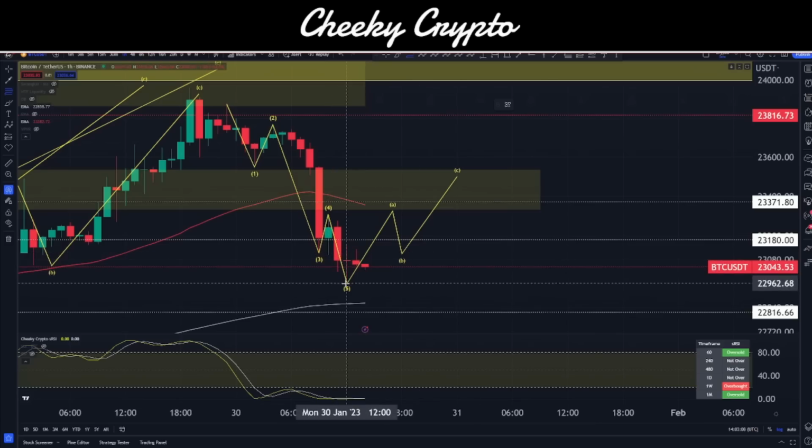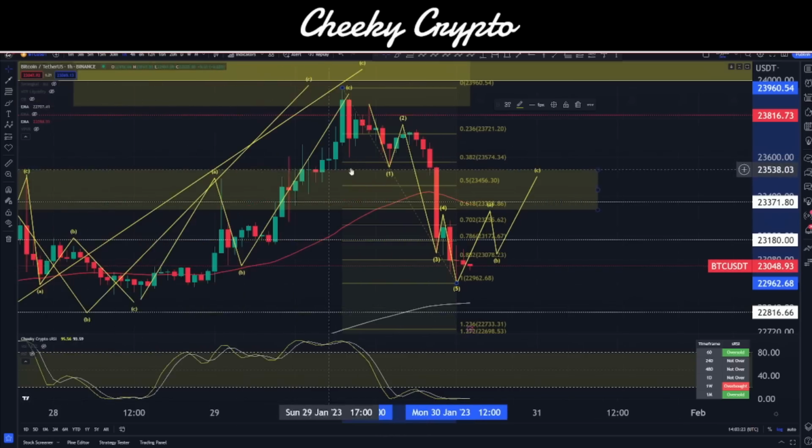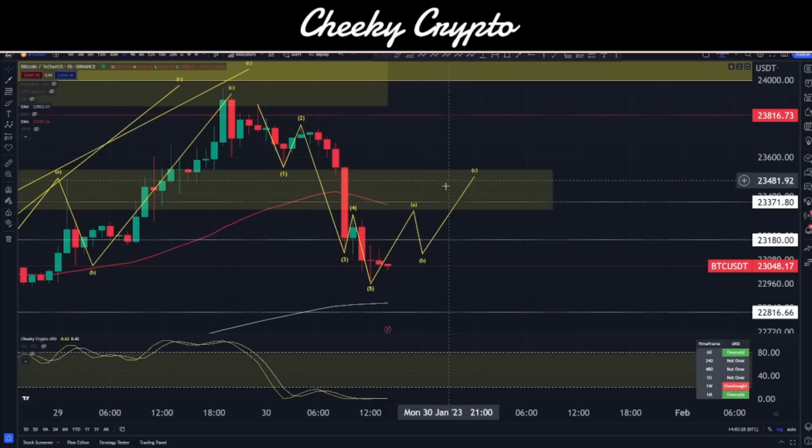Now from this 3-3-5 corrective structure, where would we be looking? Well, this would be the 618. That's a pretty interesting area. So a 38.2% retracement up could be interesting, all the way up towards the 61.8% retracement on this higher area. You can see there's actually a lot of resistance up there as well. So from the fib levels, it makes sense that we would have a move upwards to that degree.